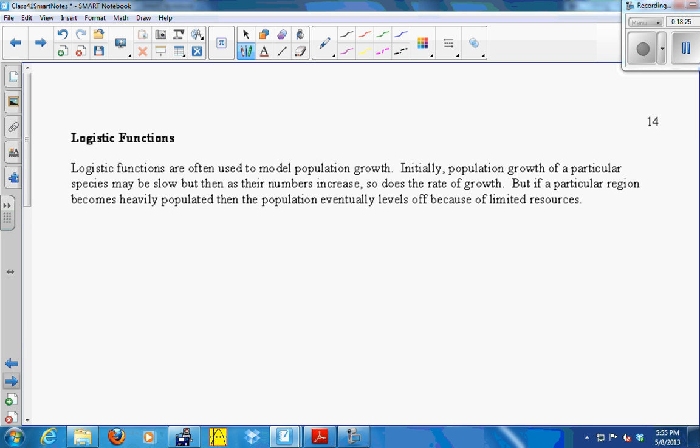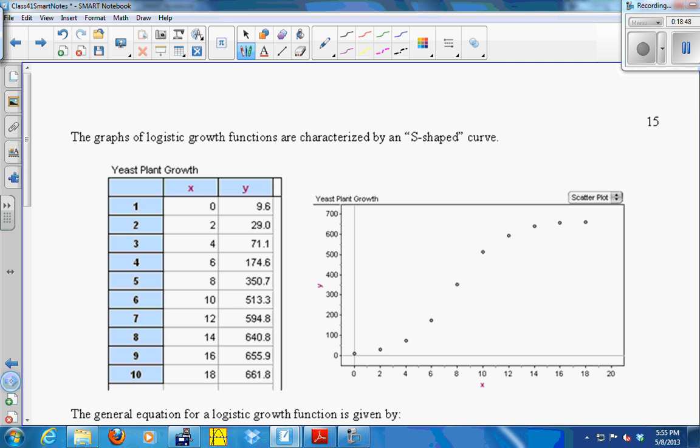One more option would be the logistic function. So logistic functions are often used to model population growth. Initially, population may grow slow, but then the rate of growth gets faster and faster. But if a particular region becomes heavily populated, then the population eventually levels off, grows slower and slower as resources become more scarce.